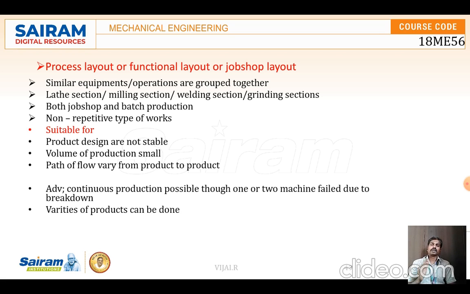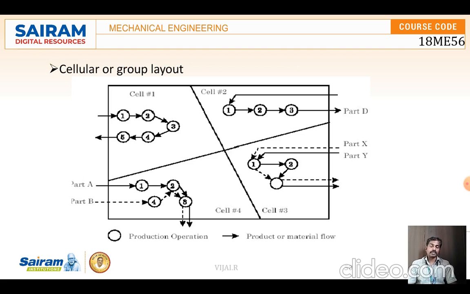The next one is the cellular type. There are different types of cells. In a cell, different machines will be there. For a particular product, one cell is there: cell 1 for a product, cell 2 for a product, cell 3 for a product. The product will go through the cell. So an organization is divided into different cells.